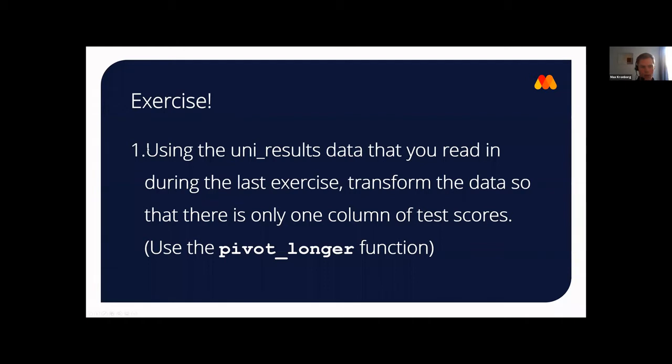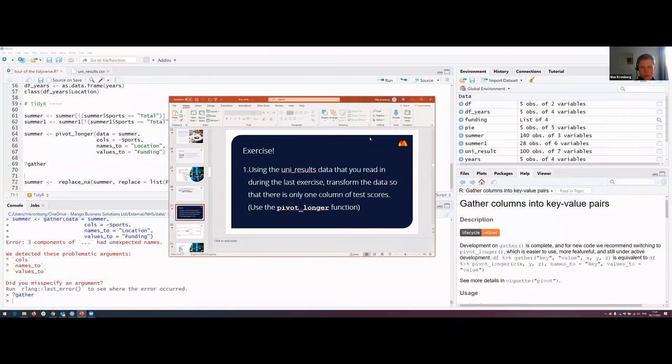If you use the unit results data in the last day that you read in the last exercise and transform it so there's only one column of test scores, so for this you'll need to pivot longer. I'll leave up my code as well, just so you can compare what we just did with the Olympics data to the unit results data, and it should hopefully be clear what you're trying to achieve, and then we'll have a few extra minutes just for a break.